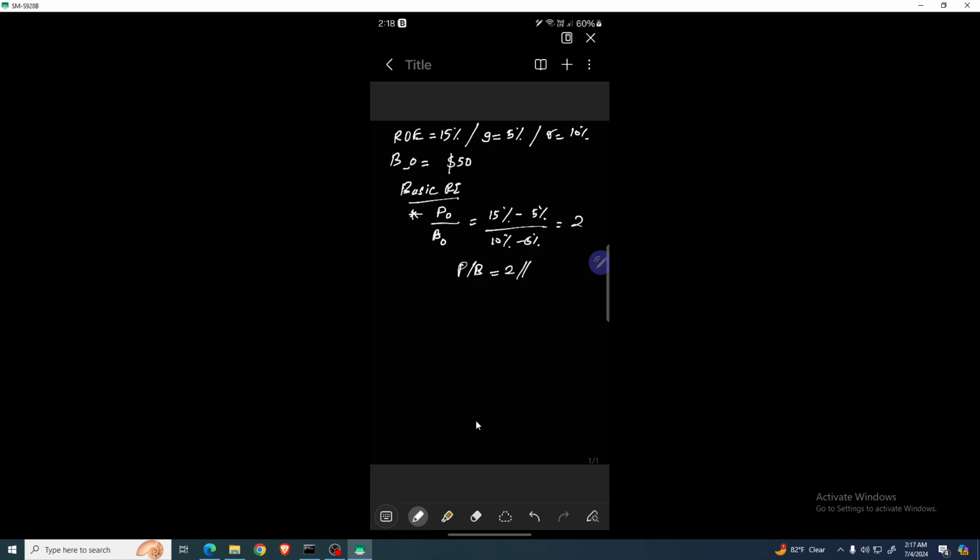And now we are going to calculate the intrinsic value of the share, which is V0. So I will write down the equation. V0 should actually be B0 plus return on equity minus required return, divided by required return minus G, into B0, right? So the calculation is going to be quite easier. B0 we know it to be 50. ROE we know it's going to be 15%.